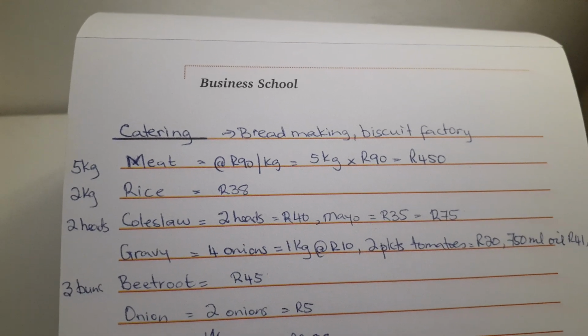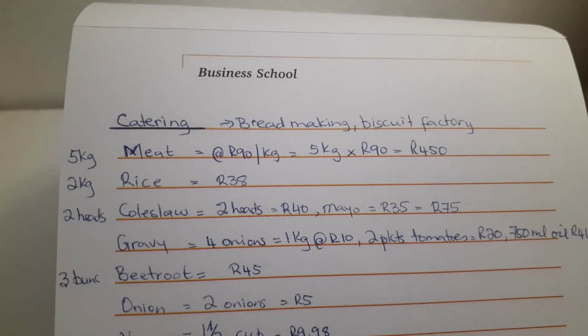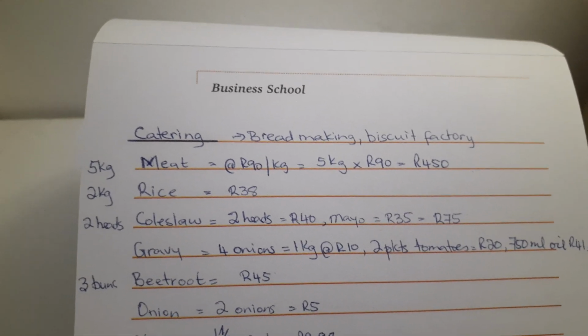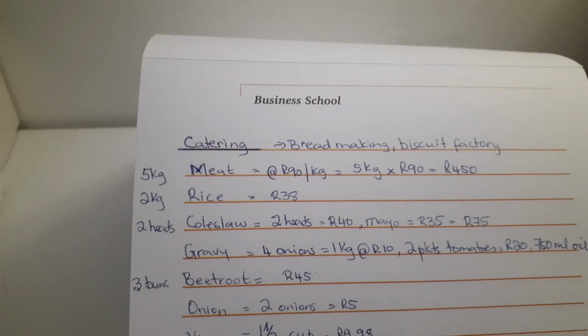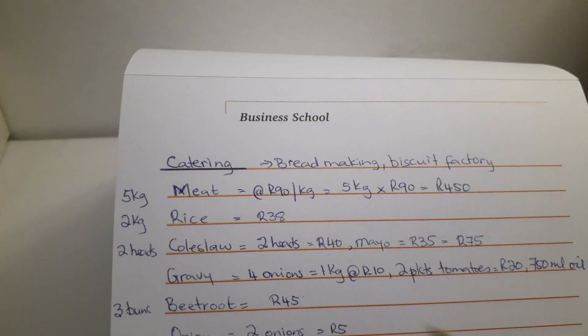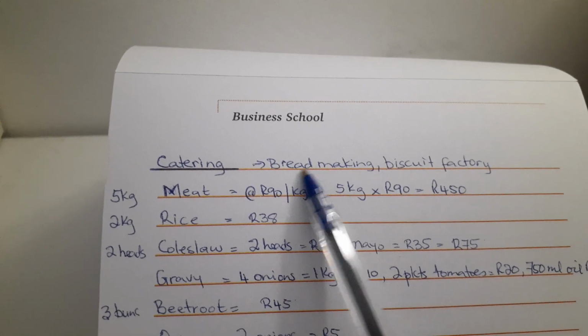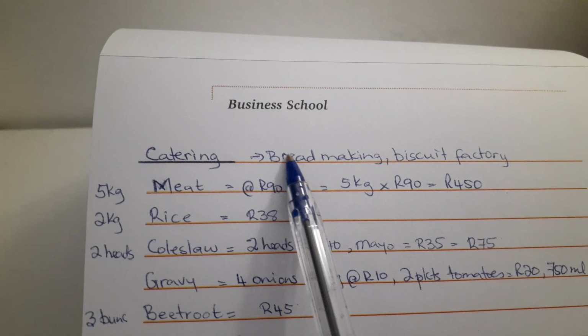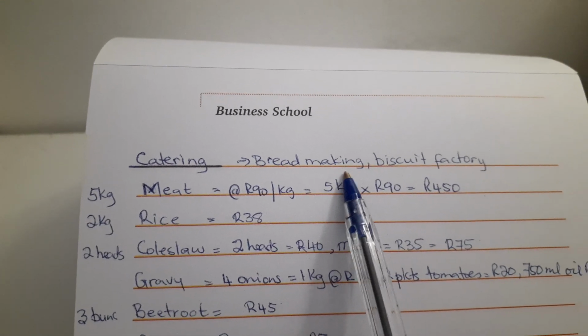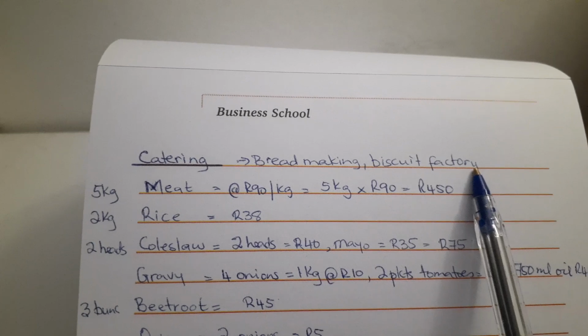We are continuing with calculating the cost of manufacturing goods. Today, in part 2, we're dealing with catering, that is cooking a complete meal. The calculations, you can also use them for bread making, for bakery, and for a biscuit factory.